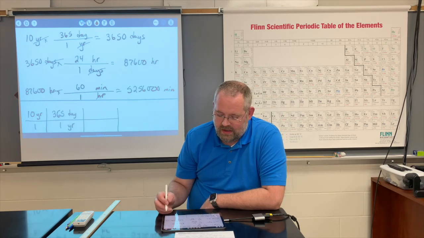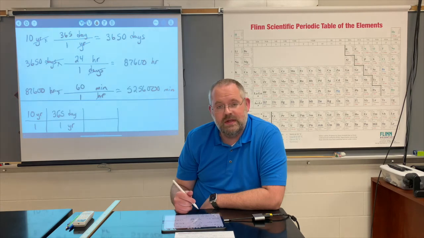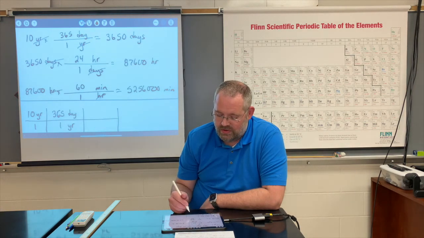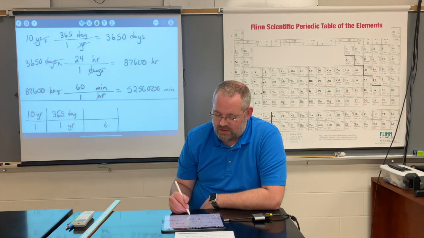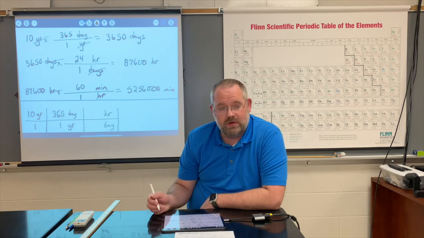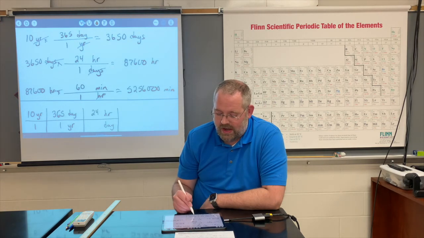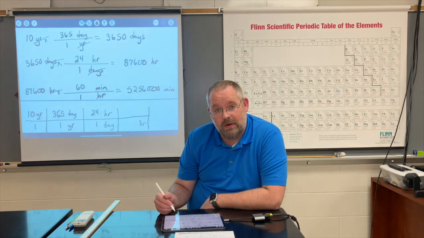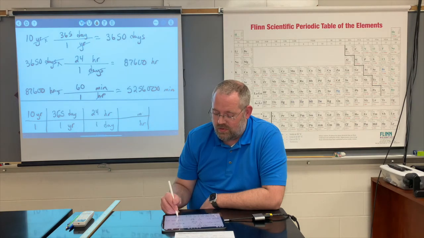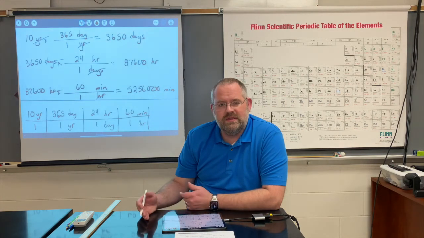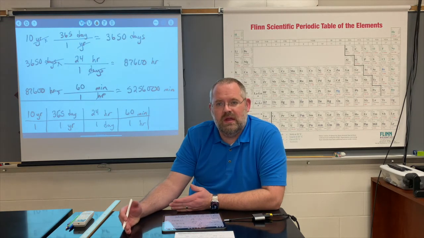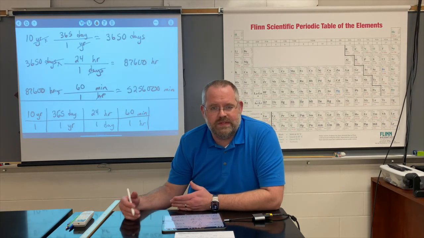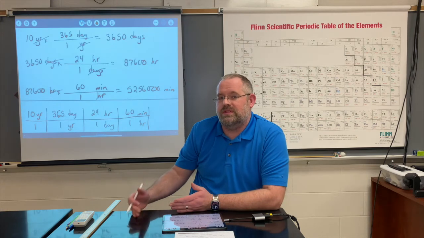And then I'm converting days into hours. So I'm getting rid of days, put it in the denominator. I want hours, put it in the numerator. So 24 hours in one day. And then I have hours, put it in the denominator, and minutes in the numerator. So 60 minutes in 1 hour. And it's an easier way to write all of this out instead of just making 3 separate steps.